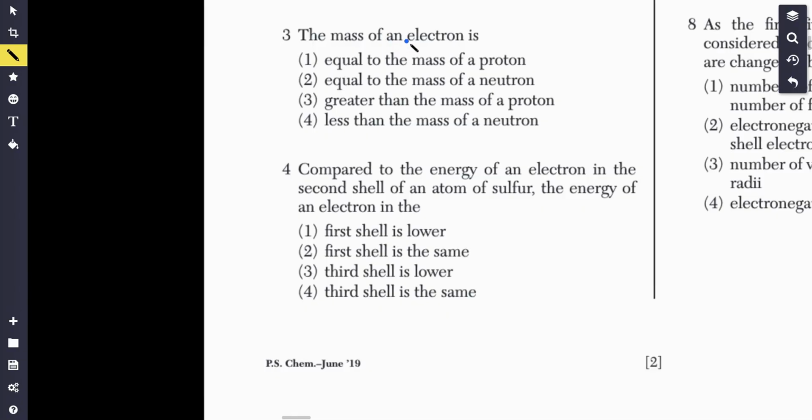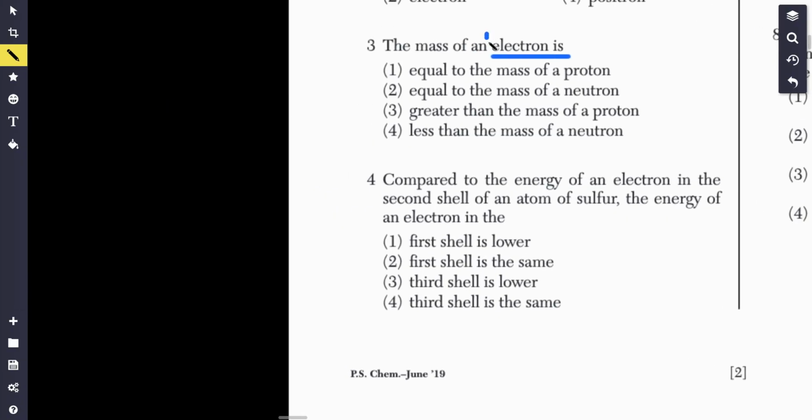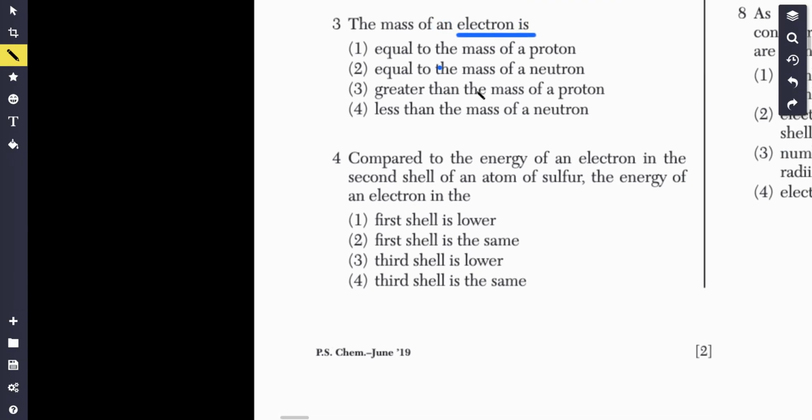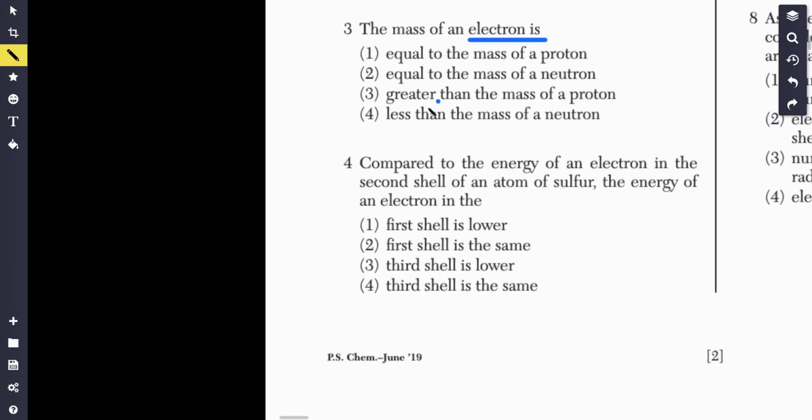The mass of an electron, well, you should know that electrons weigh way less than a proton or a neutron. Okay, so it's going to be less than the mass of a neutron.